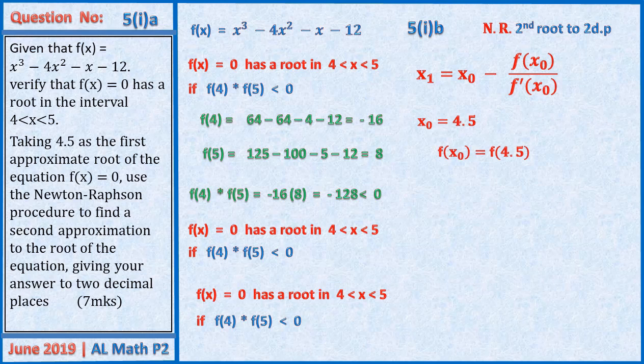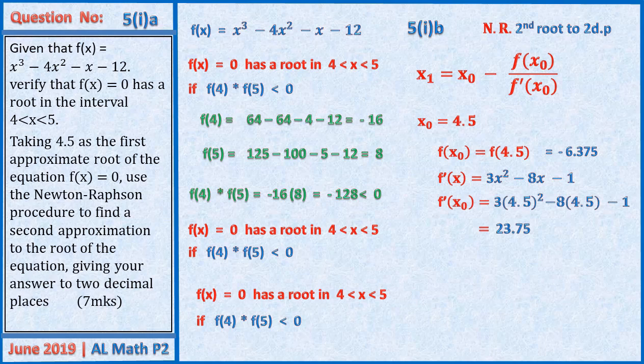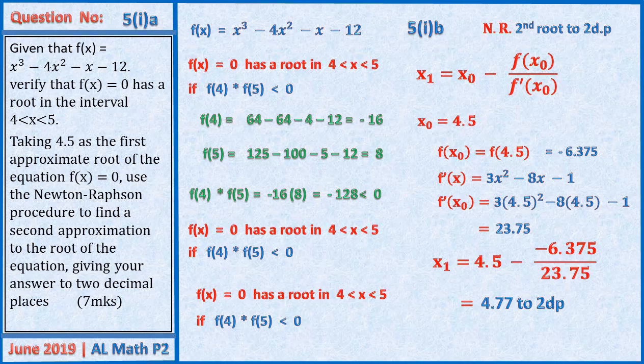So f of x0 will be equal to 4.5 substituted into this function. When you substitute 4.5, you have minus 6.375. Now f prime of x, when you differentiate this function, you have 3x squared minus 8x minus 1. When you substitute our x0 inside, that gives us 23.75. So our second approximation will be 4.5 minus minus 6.375 over 23.75, and when you simplify, we have 4.77, and we have to give our answer to 2 decimal places. That gives us 4.77 as stated earlier.